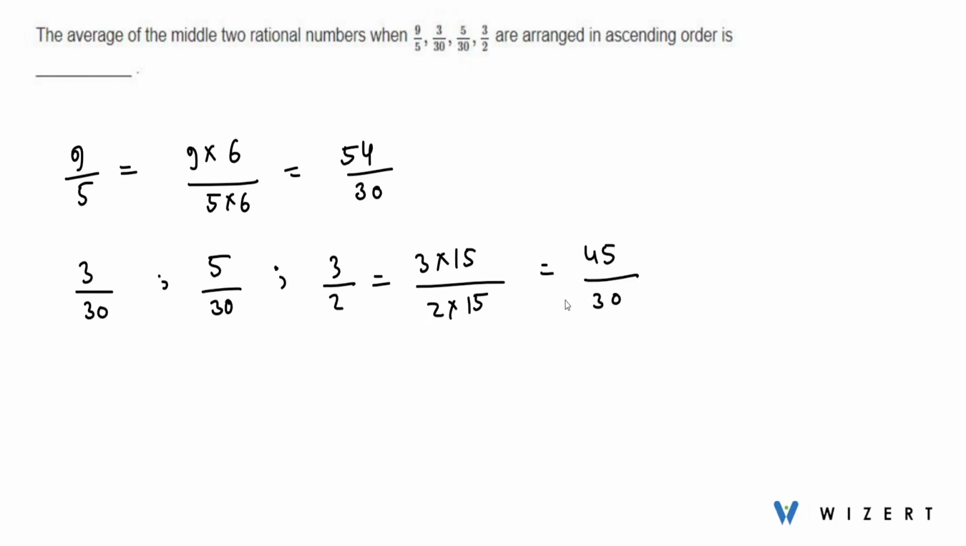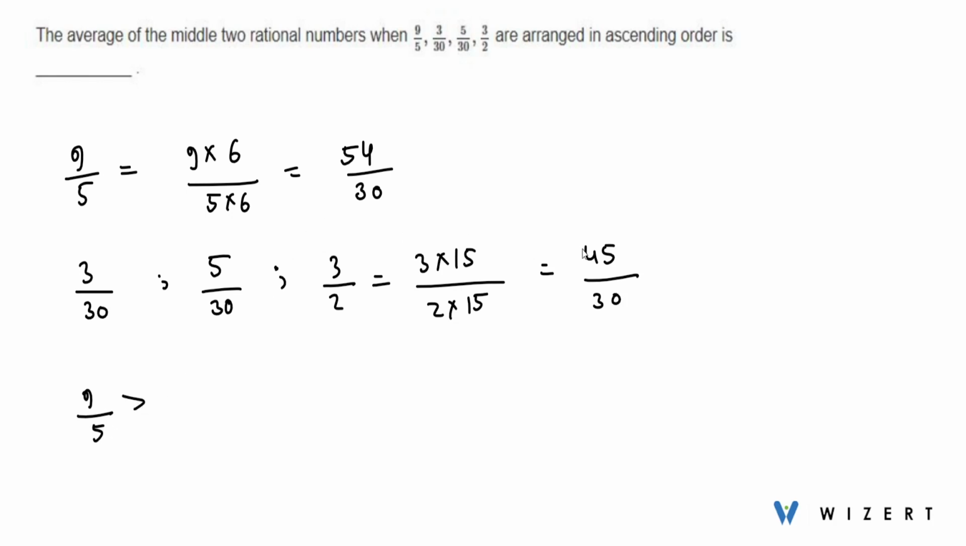Now we have obtained four rational numbers whose denominator is the same. So how are we going to judge whether a number is greater than another number or not? The number which has the greater numerator will be the greater rational number. So among all these rational numbers, we can observe that 9 upon 5, which is 54 upon 30, has the greatest numerator, that is 54. So 9 upon 5 will be the greatest rational number among all the four numbers.